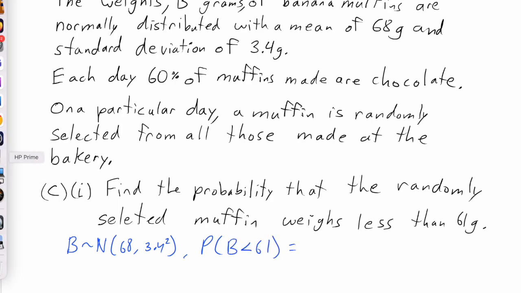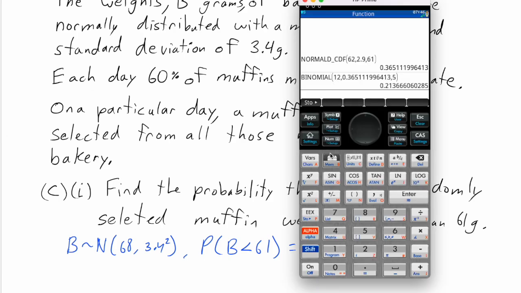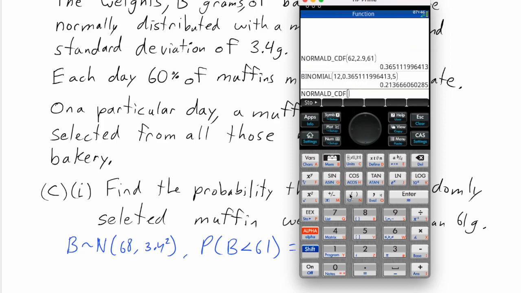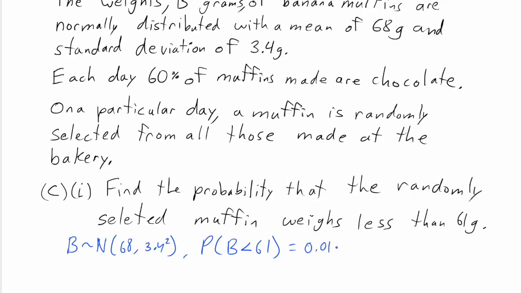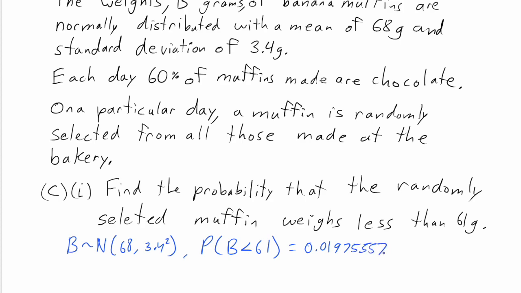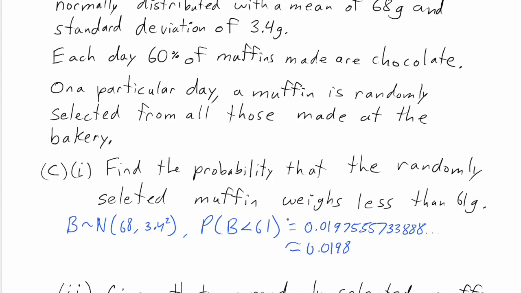Let's get that with the calculator again. So let's go to probability, cumulative, normal. So we got 68, 3.4, and 61 again. And we get this tiny amount, which is in scientific notation, 0.01975555733888, or just 0.0198 to three significant figures.